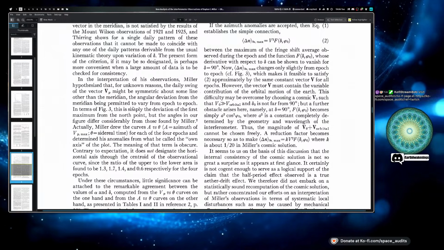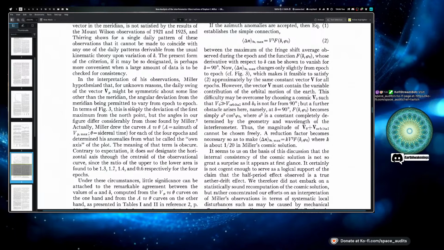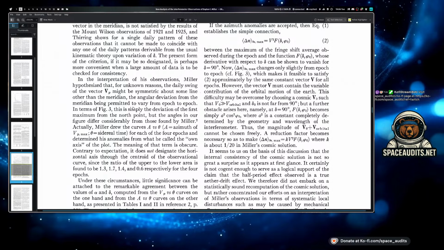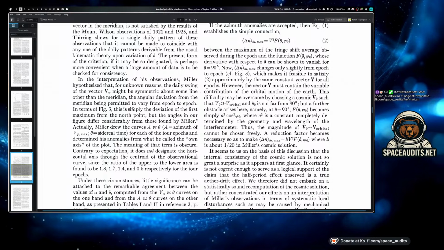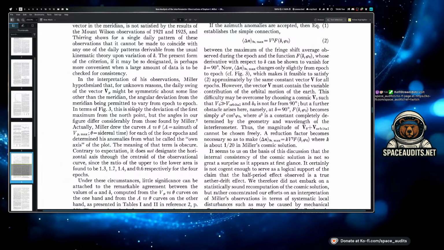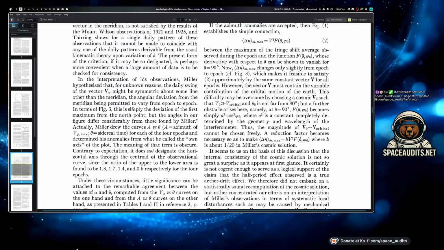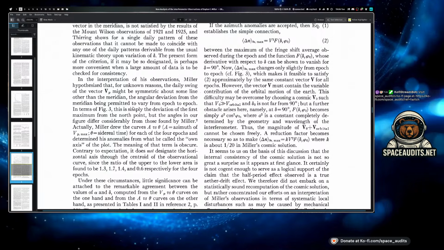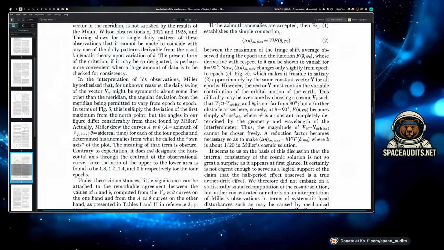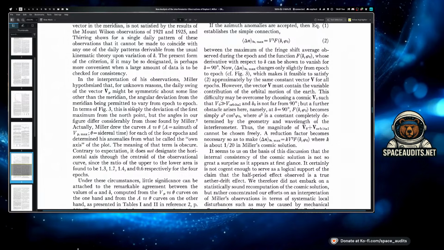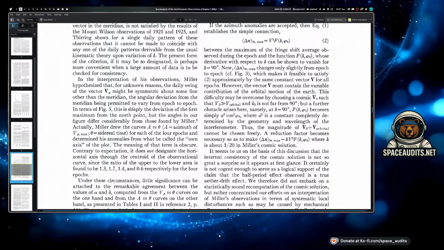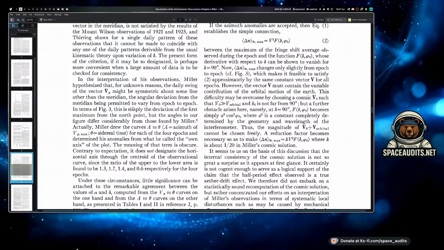Actually, Miller drew the curves A versus theta, where A equals the azimuth of the vector v sub p is max, and theta equals sidereal time. For each of the four epochs, he determined his anomaly from what he called the own axis of the plot, and some of the meaning of that is obscure.